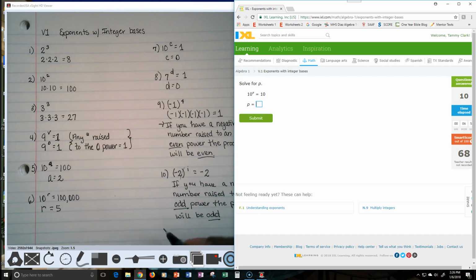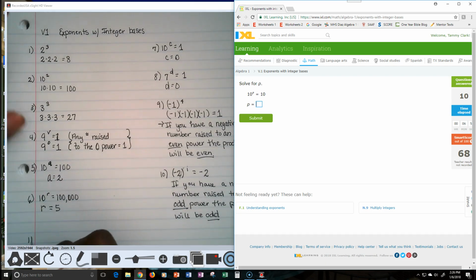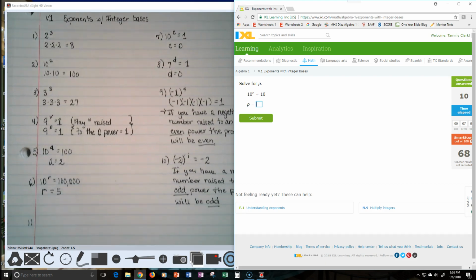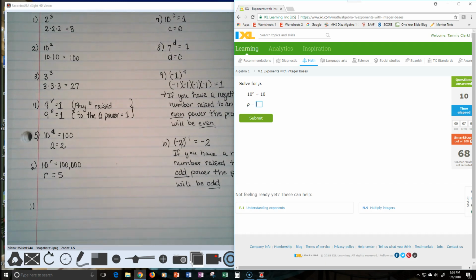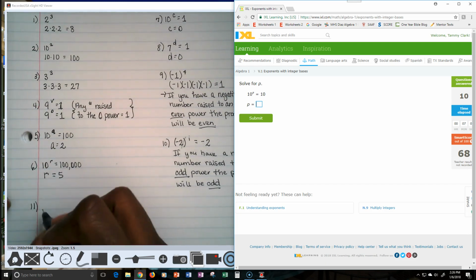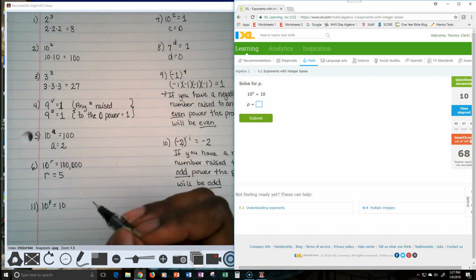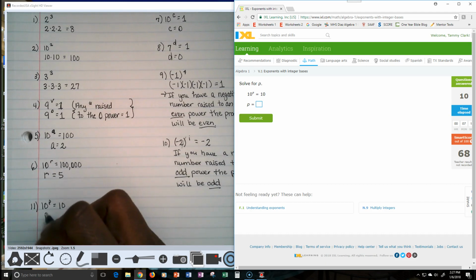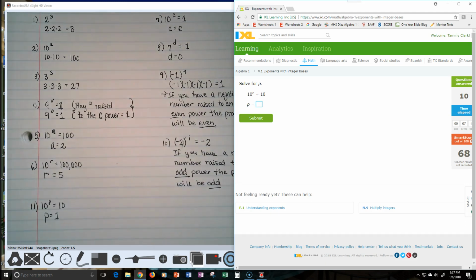So we've got number 11. Let's scoop this up. We've got 10 raised to the p power is equal to 10. Well, how many times would I have to repeat 10 to get 10? Only once. So p would equal 1.